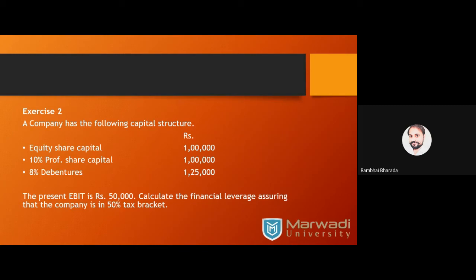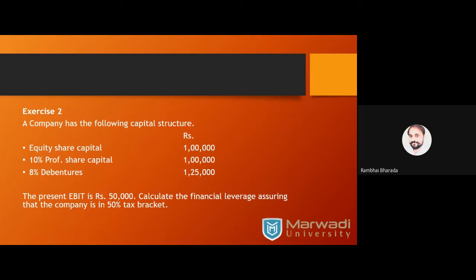EBIT is given to you, operating profit. Write down the value. EBIT is equal to how many rupees? 50,000. Now we require PBT, profit before tax. So profit before interest and tax is given to you, that is 50,000. If we deduct the interest from this 50,000, automatically we get the profit before tax.